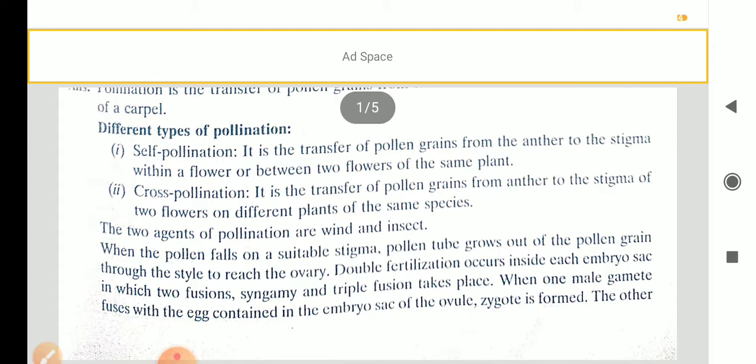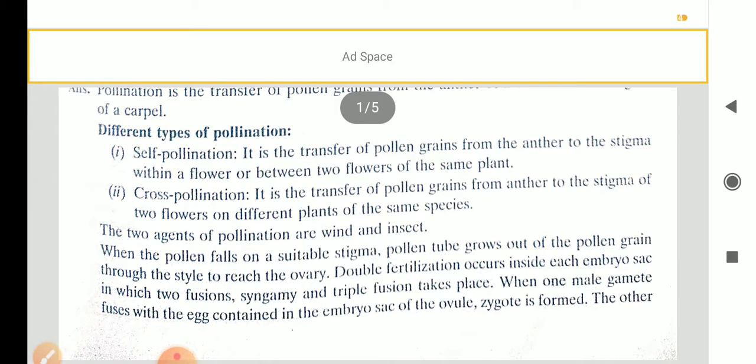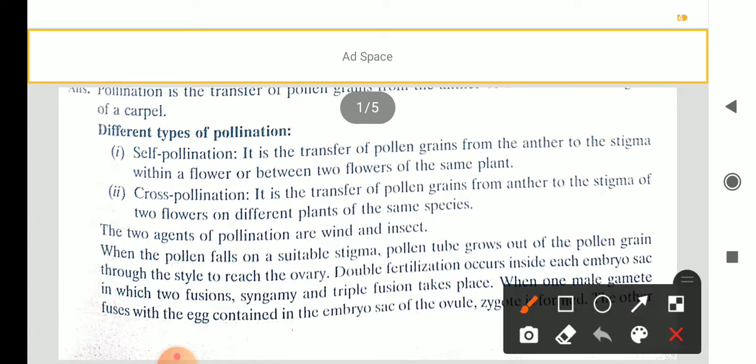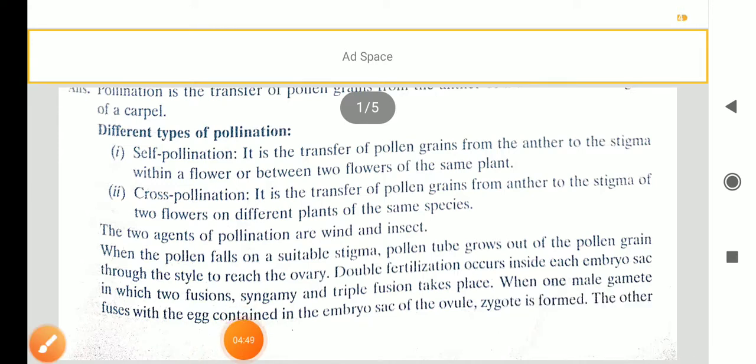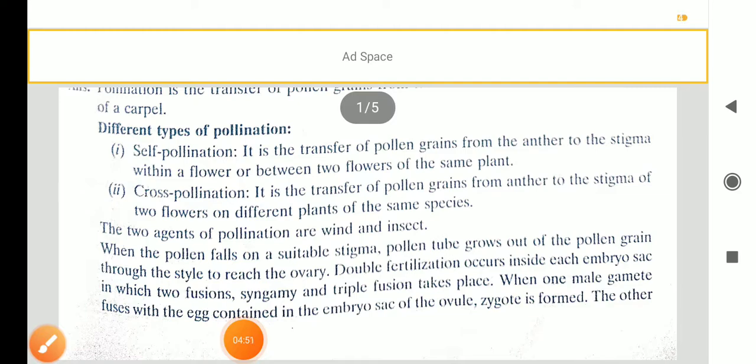Now the pollen tube contains two gametes. One is the pollen tube nucleus, and the second is a male gamete. Then the male gamete fuses with the female gamete or the egg, which is in the embryo sac of the ovule, right? And this is called fertilization, right? And the zygote is formed.